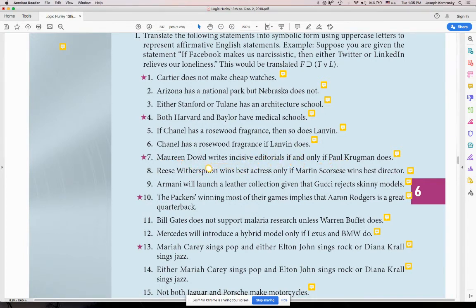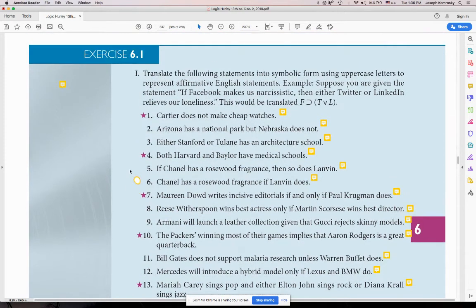So you could use any letter you want, but it's easier to be consistent with what you're seeing. For example, number 8, Reese Witherspoon wins Best Actress only if. What letter would you use for this whole part right here? Yeah, like an R, right? Because it's the first word you see, Reese. So we'll make it an R. So that's kind of your homework.